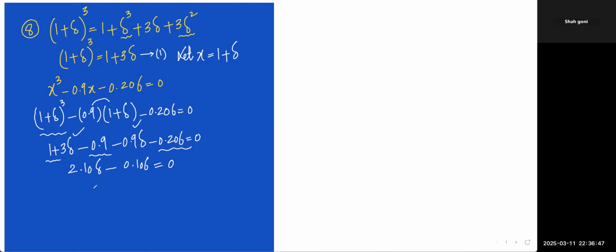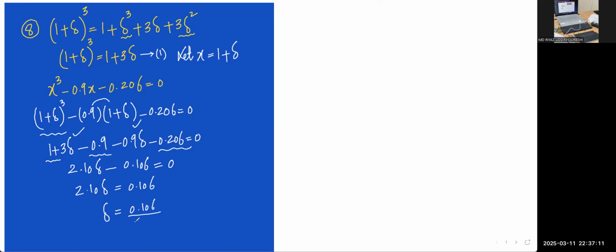What did you get as a root? You will get the value of delta if you simplify. 2.1 delta, the minus will go to that side and becomes plus 0.106. Then delta becomes 0.106 divided by 2.1. Then what's the answer of this? 0.050. This is the delta value.